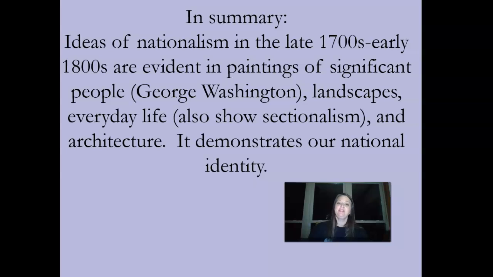So in summary, these ideas of nationalism in the late 1700s and early 1800s, where we're winning the American Revolution, we're building our own economy, we have our own society, we have our own government, we win the War of 1812. So these are some major things that are happening. And these ideas are evident. We get this from history in paintings, say of significant people like George Washington, of landscapes, of everyday life, even though they also show sectionalism in architecture.